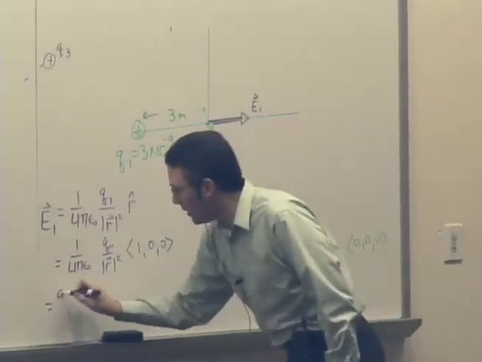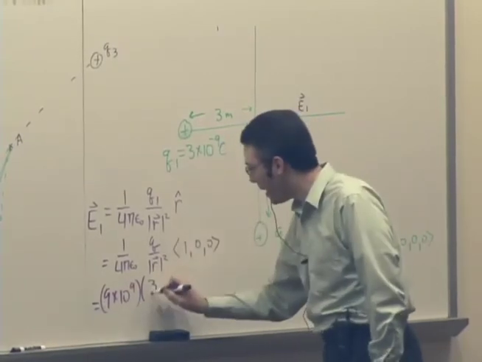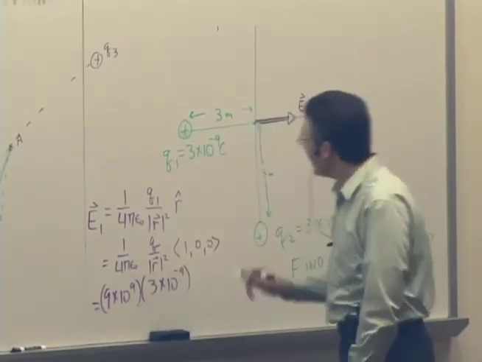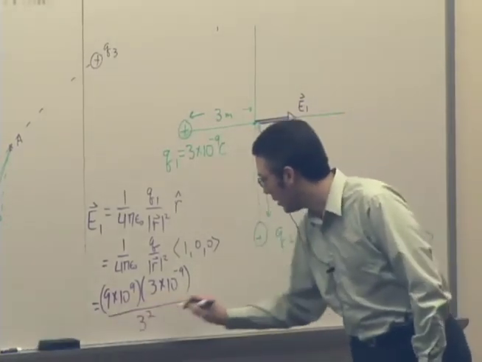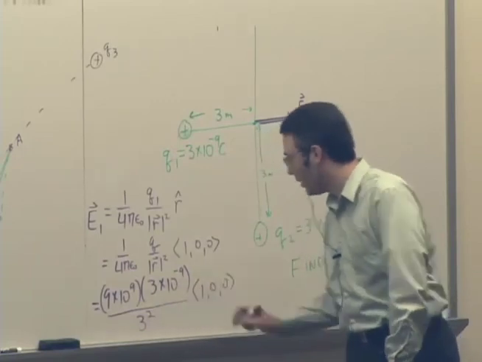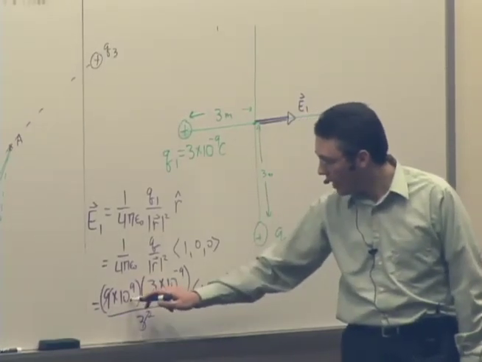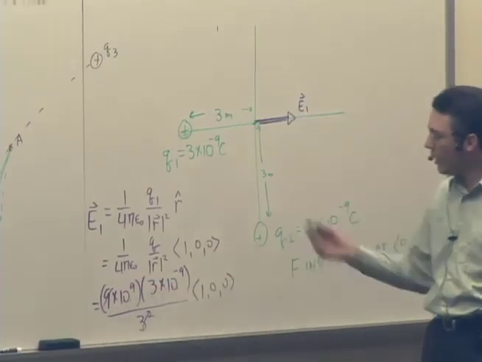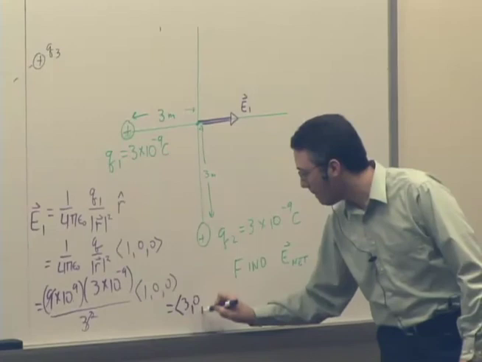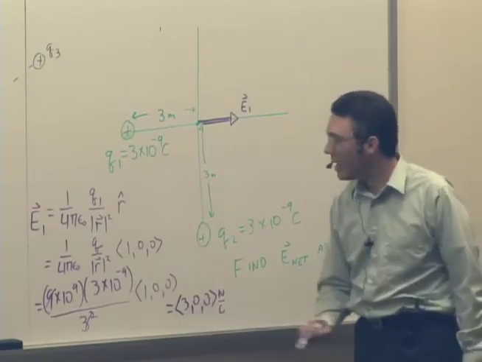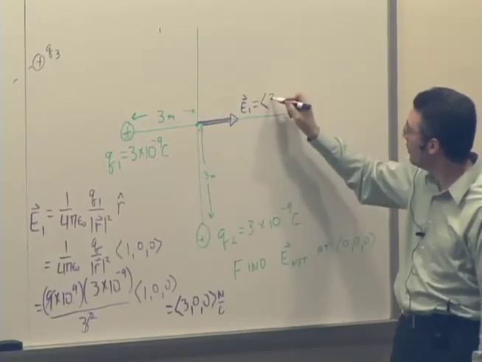Okay, so we can just eyeball this and figure that out. So that's going to be 9 times 10 to the 9th times 3 times 10 to the minus 9 divided by the distance is 3 meters, so we divide by 3 squared, times 1, 0, 0. 3 squared is 9, so we have a 9 canceling the 9 down here. We have 10 to the 9th times a 10 to the minus 9. We're going to get 300 newtons per coulomb, right? And that is E1. That's the electric field due to just that single point charge Q1.